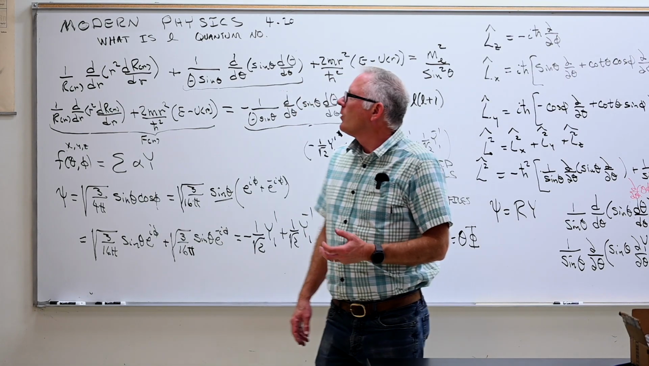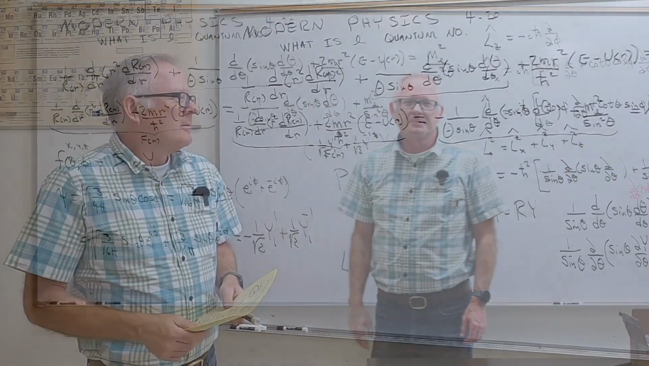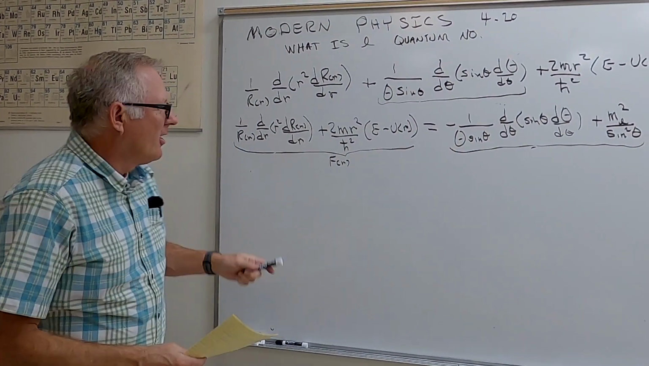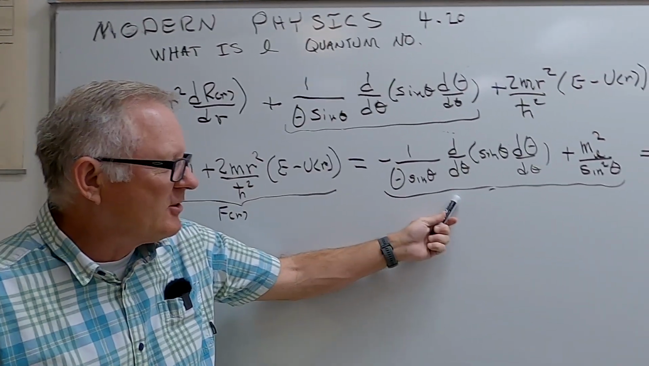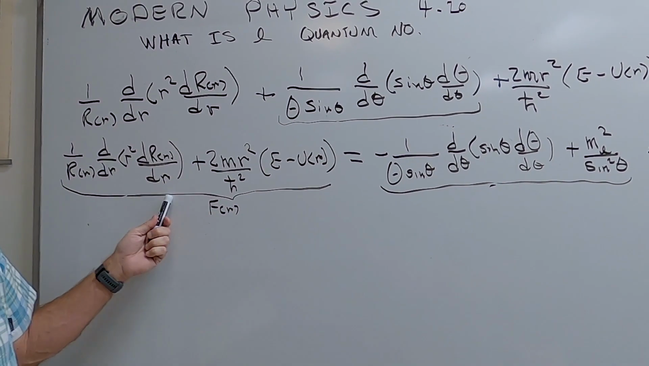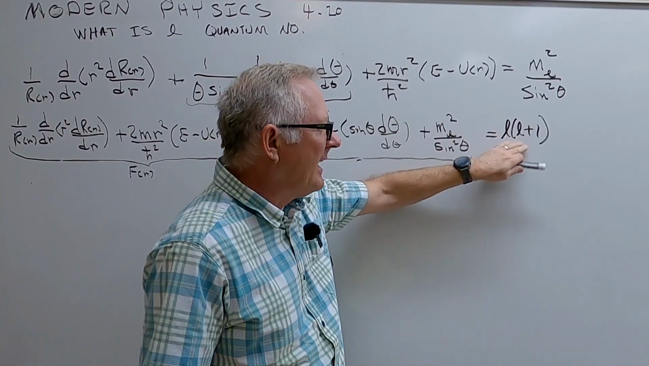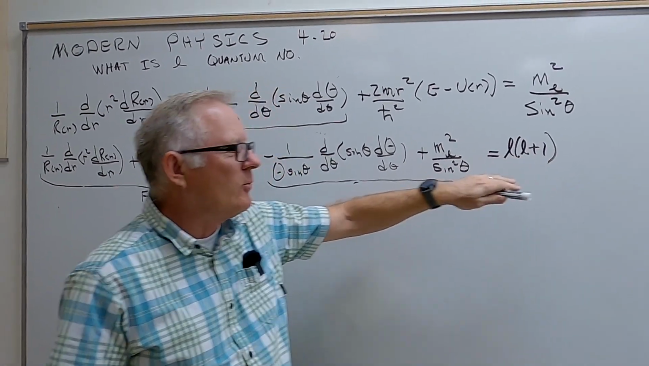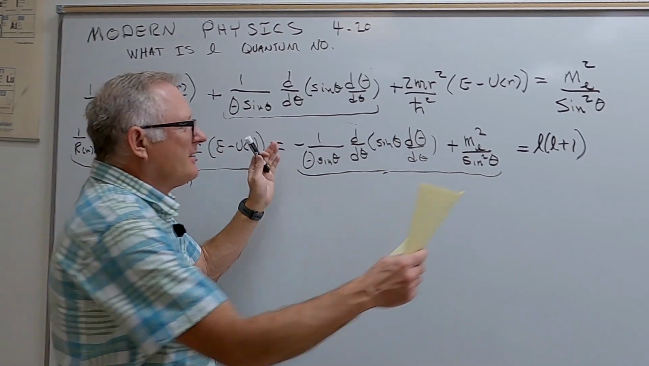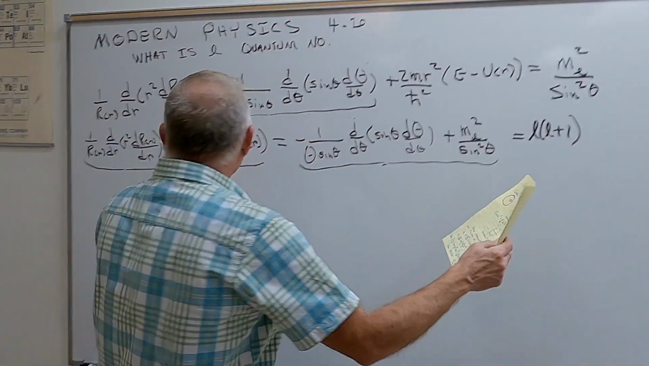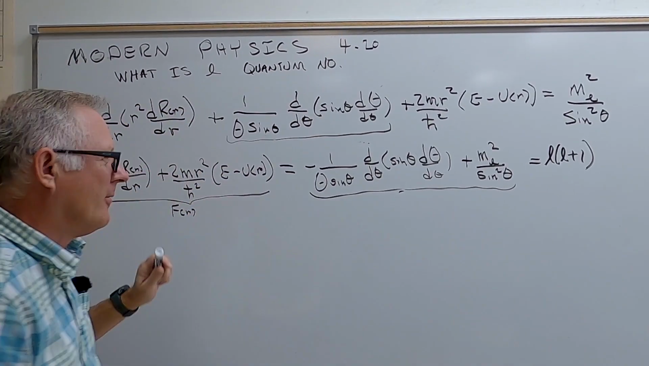So in this video, we're going to explain what that L quantum number is. In the last video, we had come down to separating out the R's and the thetas, and we said that was a constant, and this was a constant, and we ended up solving for that constant. It was L times L plus 1, where L was 0, 1, 2, 3, and so on. So then we had to solve this equation. Later we're going to have to set this equal to L times L plus 1 to solve the radial part.